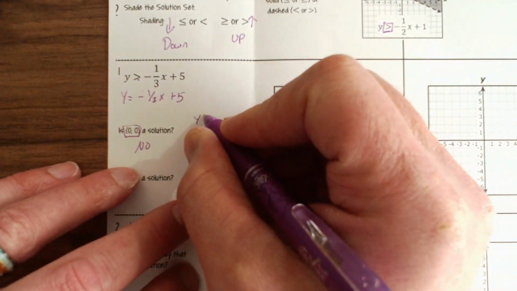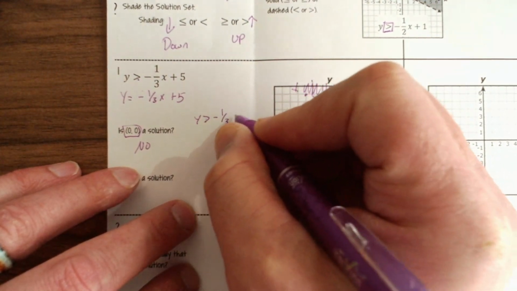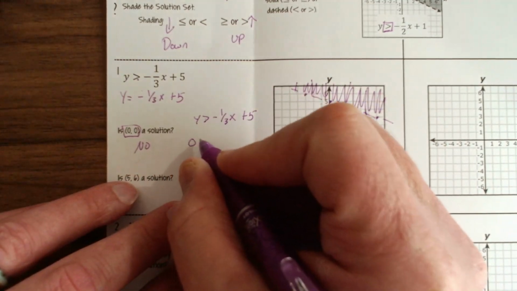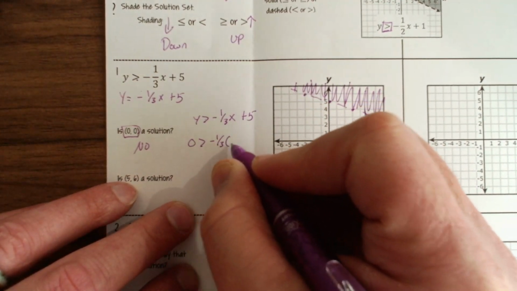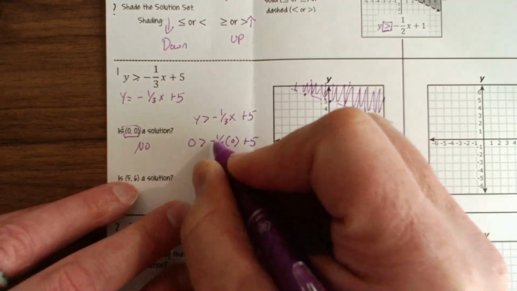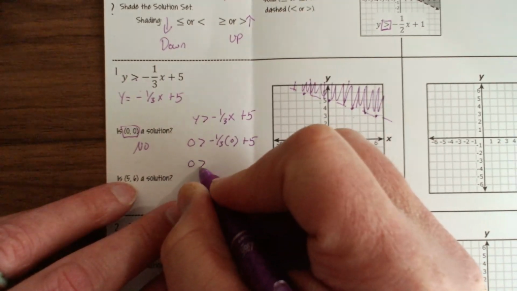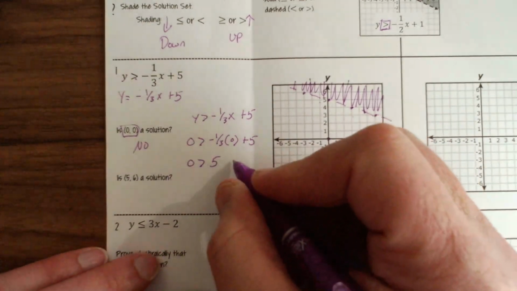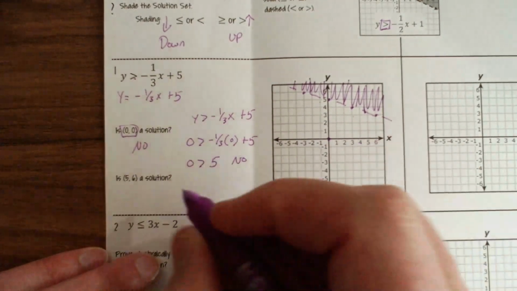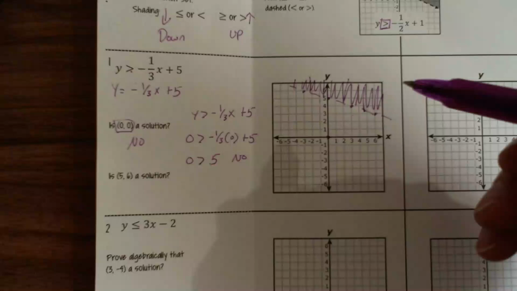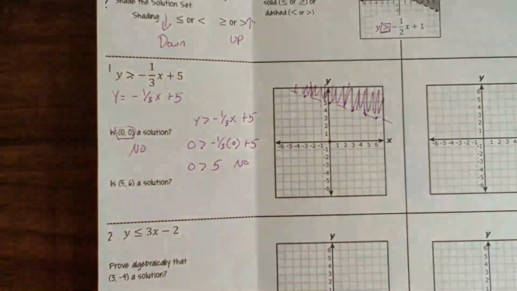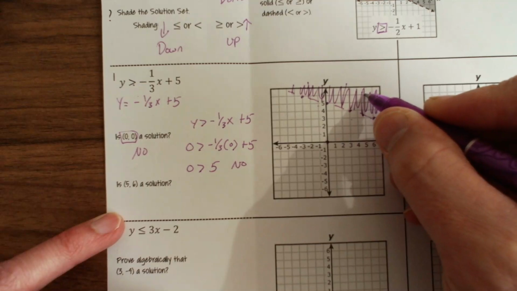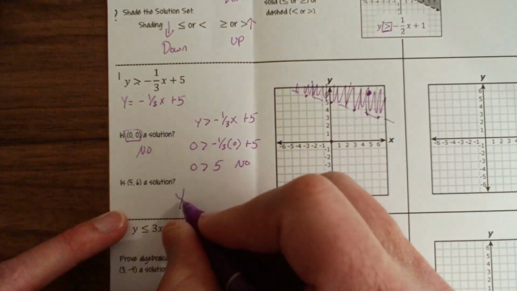My inequality is y is greater than negative 1/3 x plus 5. If I type in 0, 0, that means my y value is 0 and my x value is 0. I love using 0, 0 because anything times 0 is automatically 0. And so I'm left with 0 is greater than 5, which is not true. That's why this is not in the solution set. So we have shaded the right way because 0, 0 does not work. 5, 6: I go over 5, I go up 6. That is well within the shaded region, so that's a yes.